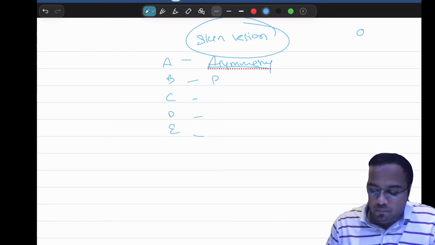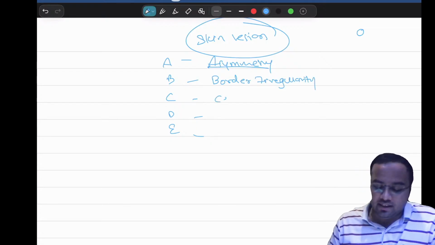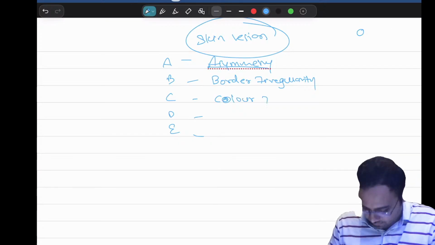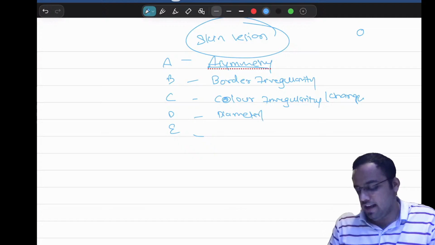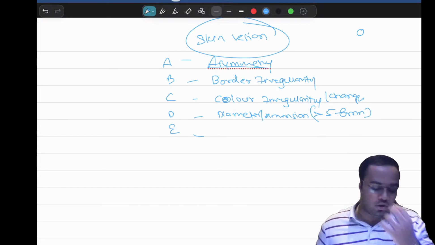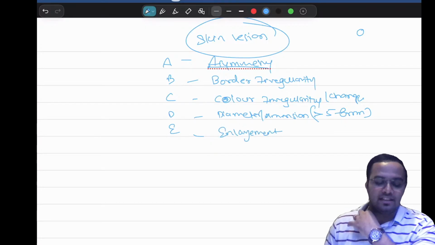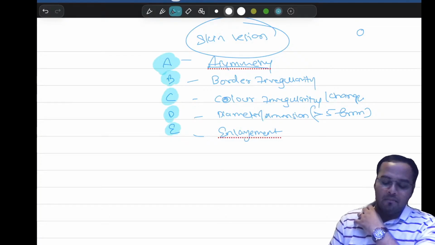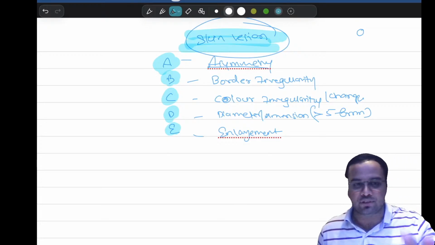Then what is the B? Border irregularity. The third important thing is color irregularity or color change. The fourth important thing is the diameter or dimensions. So usually they found out that more than 5 to 6 mm of any lesion is going to be something pathological and not normal, and E is enlargement. So rapid enlargement of any lesion, always suspect some pathology. It might not be a malignancy, but you have to suspect some pathology. So what are the types of skin lesions? Whenever you encounter any skin lesion, ask these 5 things: A, B, C, D, E.